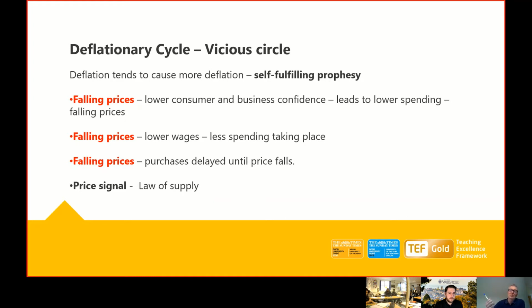That works in reverse, obviously, with the classic situation being house prices. People expect house prices to rise, so they buy a house today in the hope it will increase in value in the future. So that's an example of self-fulfilling prophecy in the other direction. And I think one of the issues in the last bullet point there is price signal.